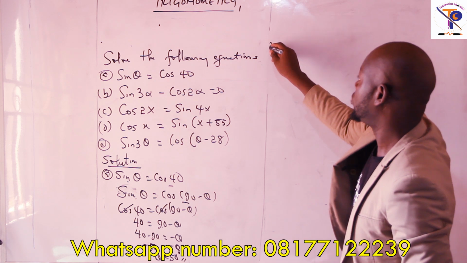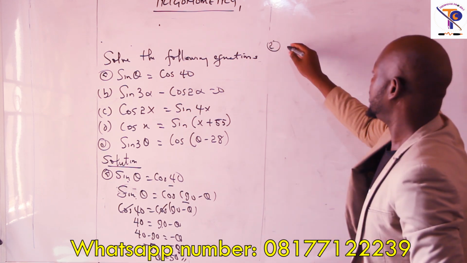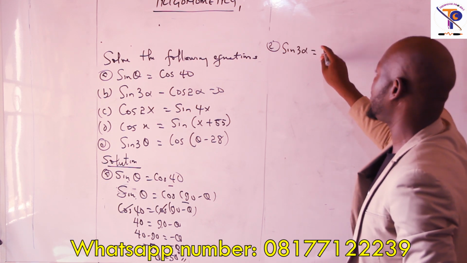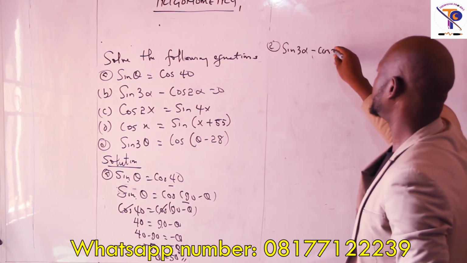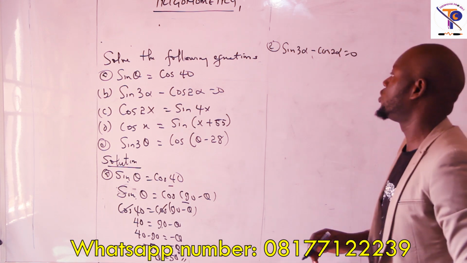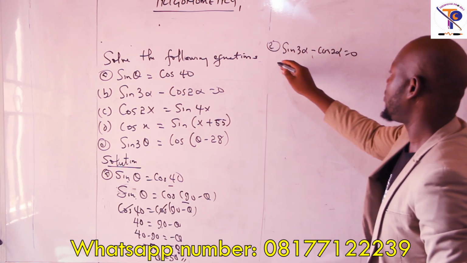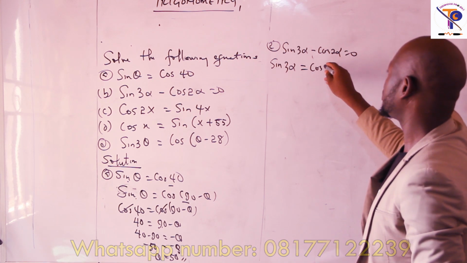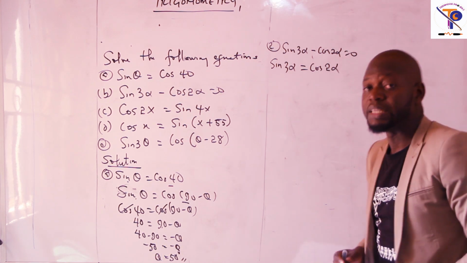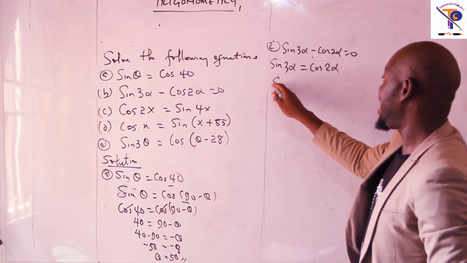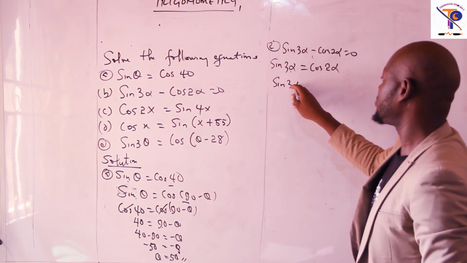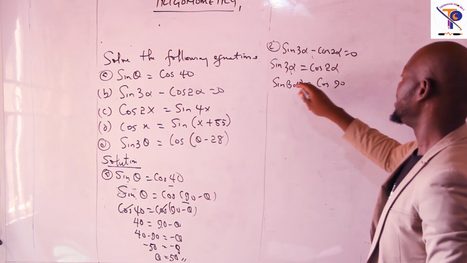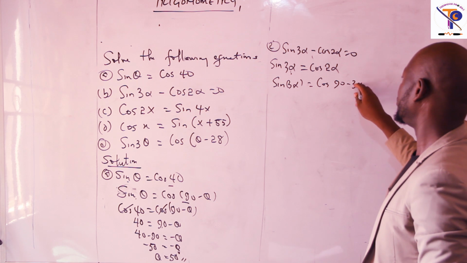Number 2. Sine 3 alpha minus cos 2 alpha is equal to 0. If I bring this to this side, I will have sine 3 alpha is equal to cos 2 alpha. Then I will recall that sine 3 alpha, whatever value is here, will be equal to cos 90 minus that value.